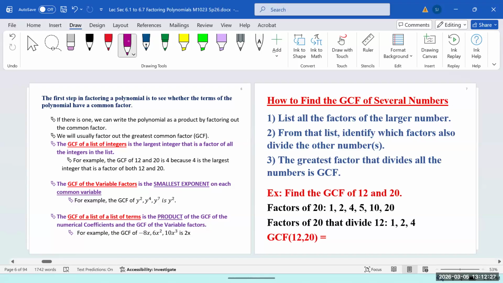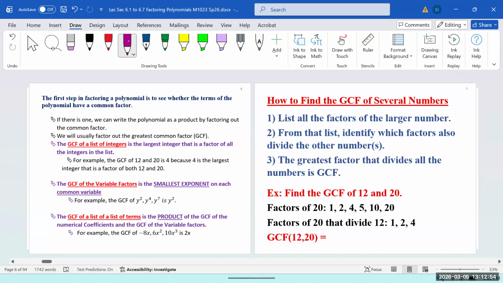Now, from all 6 factors, which of these divides 12? Can you divide 12 by 1? Yes. Can you divide 12 by 2? 12 by 4? 5? 10? 20? So there are 3 numbers you can divide. 1, 2, and 4. GCF is asking you, which one is the greatest one, the biggest one?